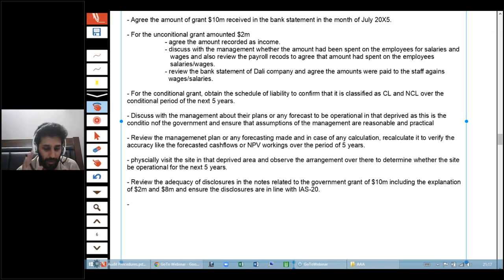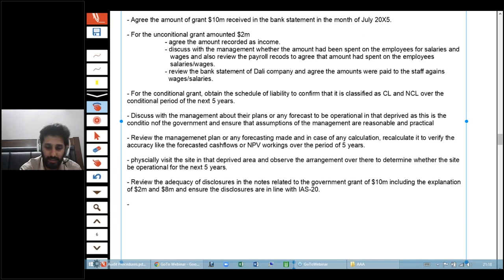The written representation is a statement taken from the management. Written representation is not the evidence. Remember my words. Written representation is not the evidence. Written representation is actually the supporting evidence. It is not the evidence, it supports other evidences.